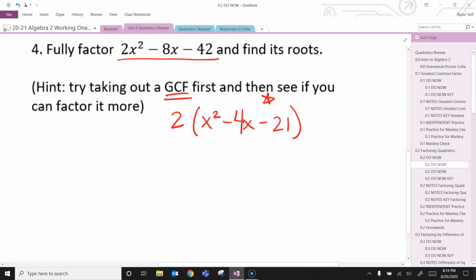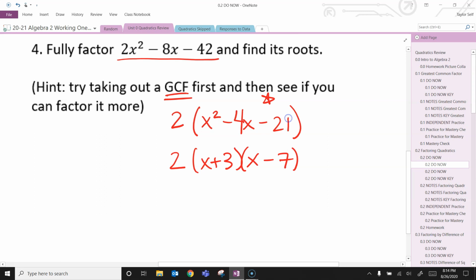Make sure you remember to check your signs. Negative, negative. All right, and then if you fully factor this and you want to know what the fully factored form is, I will give that to you. It is 2, that is a factor, x plus 3, and then x minus 7.